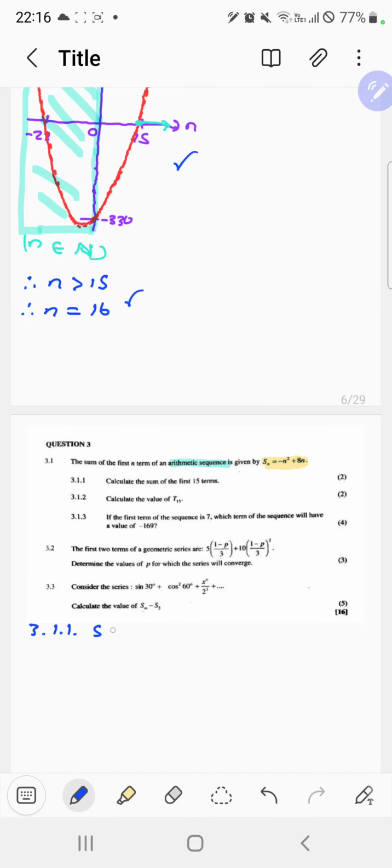3.1.1. So we're going to say S15 is going to be equal to minus 15 squared plus 8 into 15. So what is that? I'm getting a minus 105. So this one is as good as correct substitution and the answer. Okay. 3.1.2. It says calculate the value of T15.